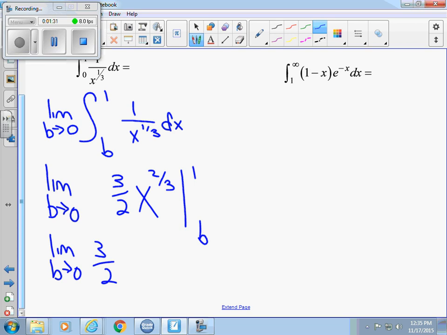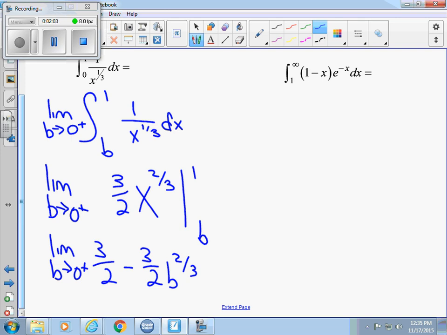Oh, and I need to go back and talk a little bit about that. Minus plugging in b, I get 3/2 b to the 2/3. Technically, on this limit, I don't have to approach 0 from both sides. Now, this one it wouldn't matter, but I only have to approach 0 from the right. Does everyone know what I mean by that? Why do I only have to approach 0 from the right? Okay, it's only going from 0 to 1, so I'm only looking at the right side of that.